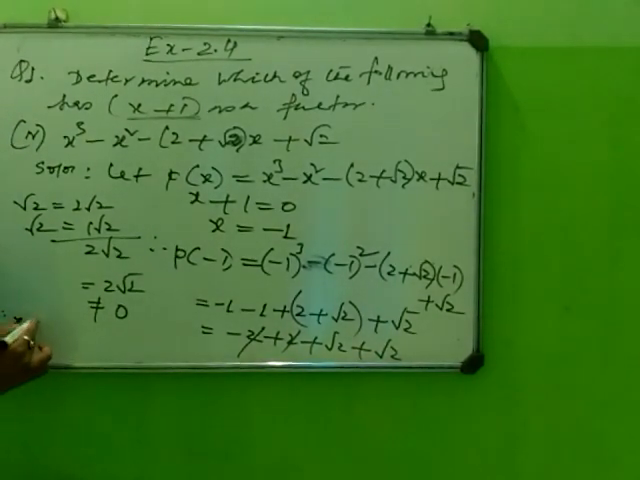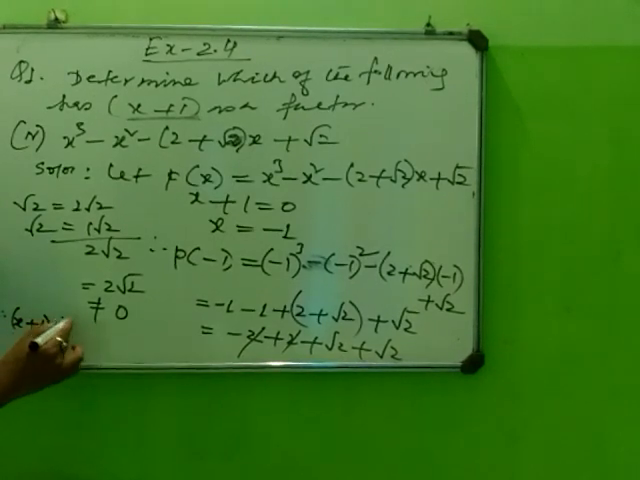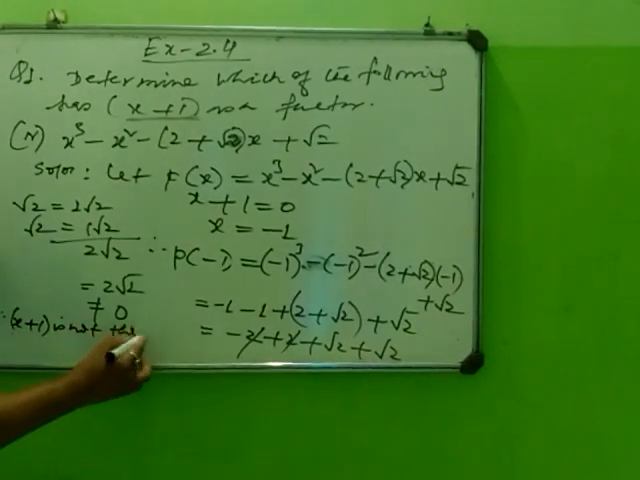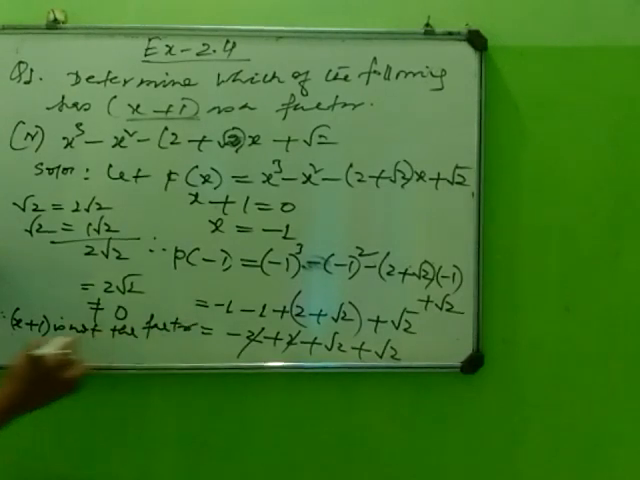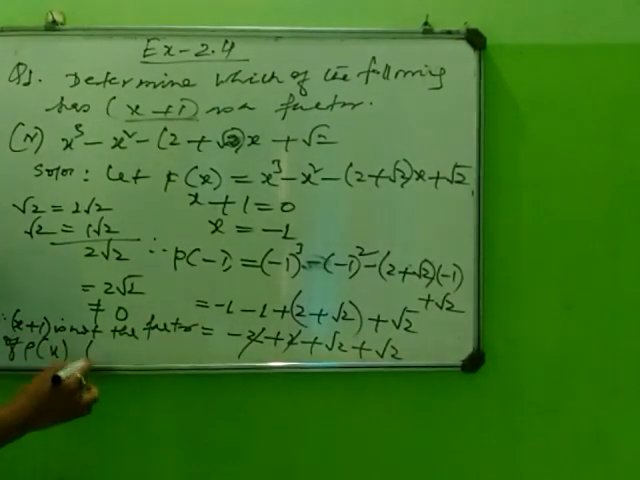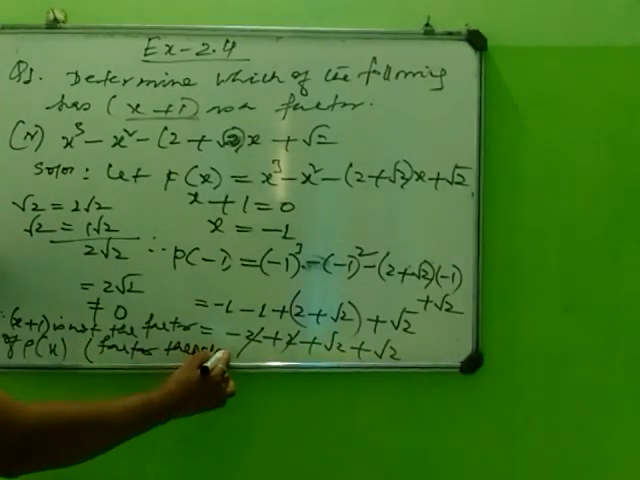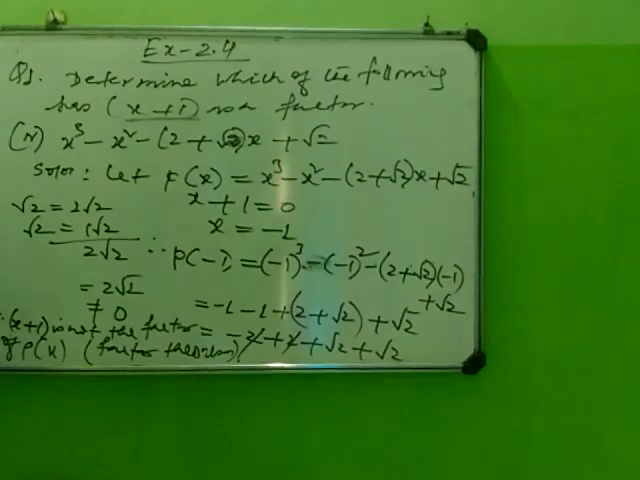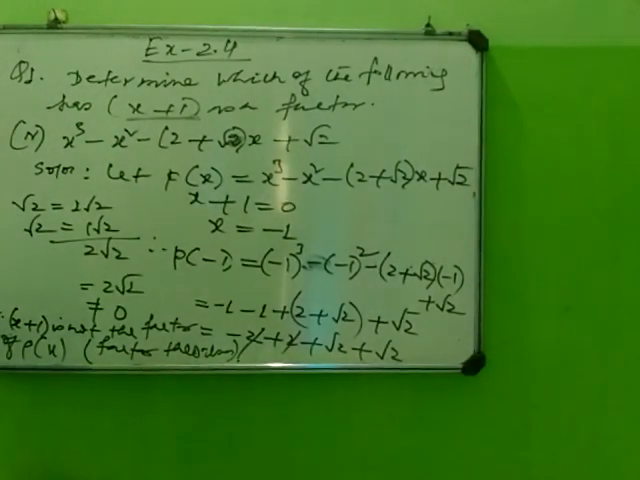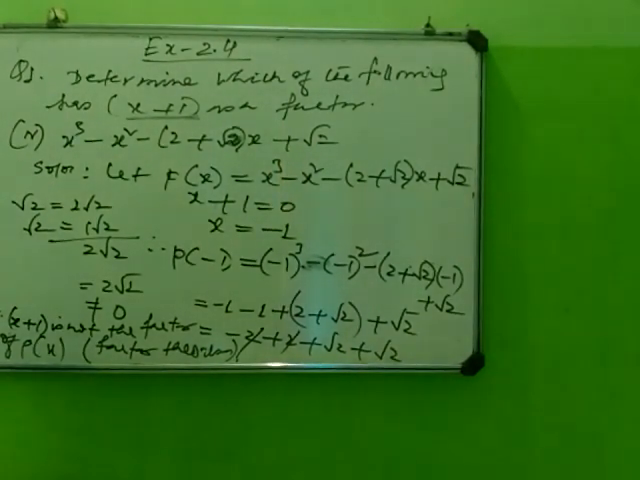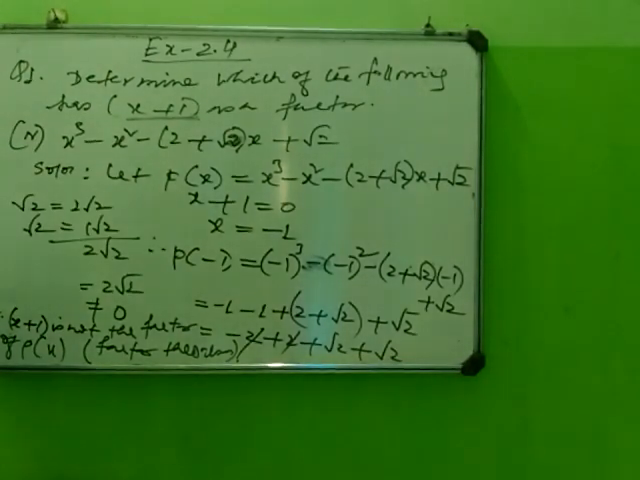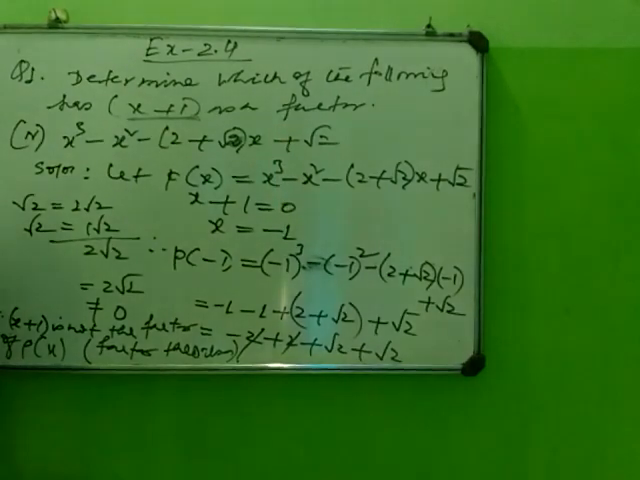Therefore, x plus 1 is not the factor of p of x. How did you get this? From factor theorem. So it is very simple. I have done 2 sums out of the 4 sums. So you do the remaining 2 sums. And all this you will get in the PDF file that will be sent.